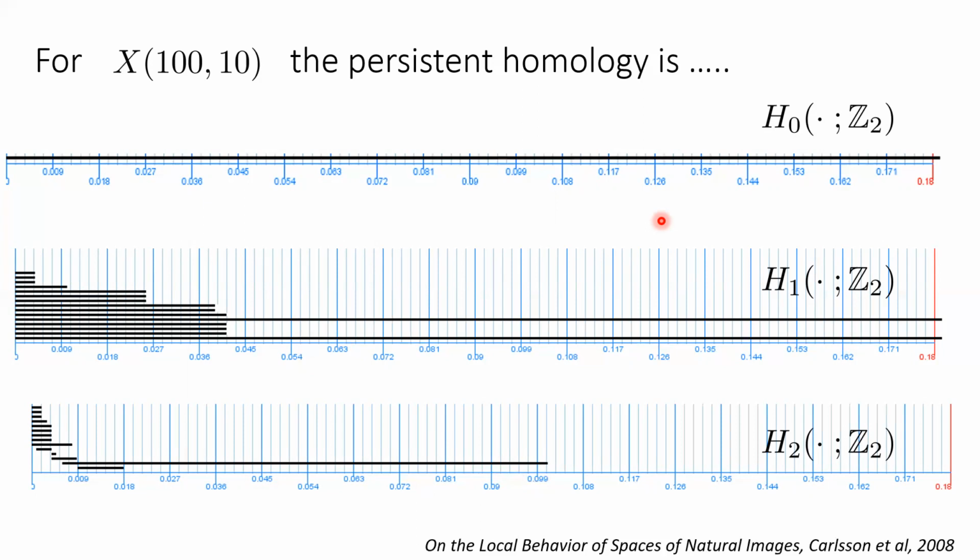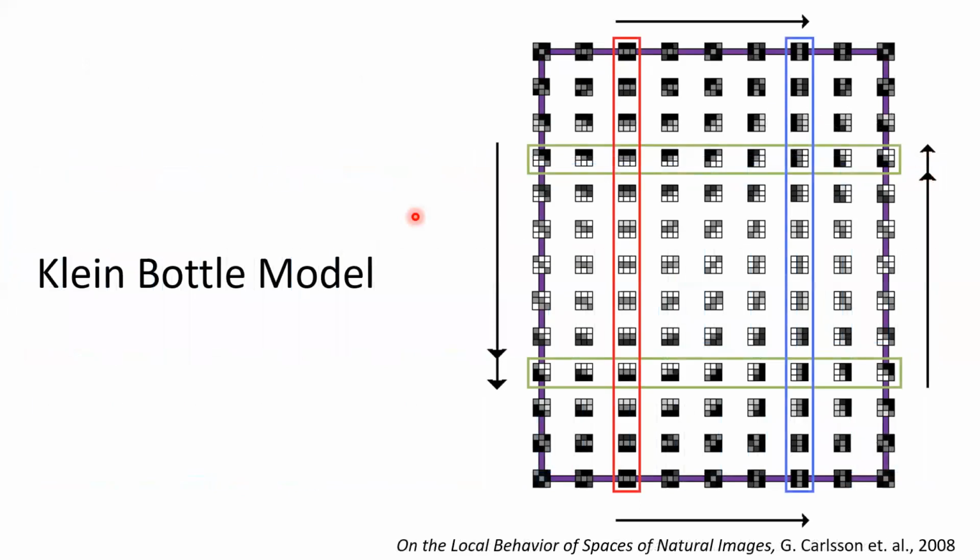And there is one space we already know that when you change the field of coefficients will change its homology. We haven't seen it in the course, or at least we haven't computed its homology, but we know what the space is. And the space is the Klein bottle.